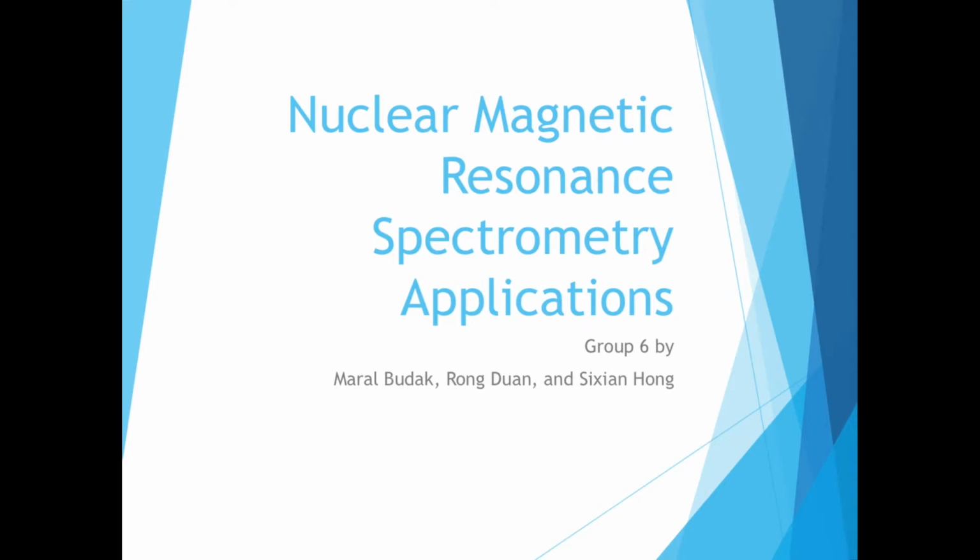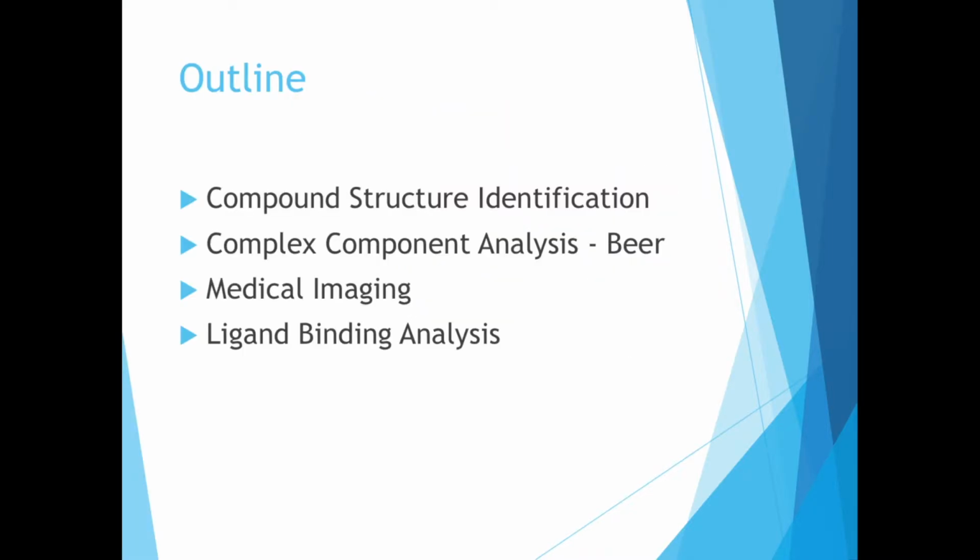This video will introduce several applications of nuclear magnetic resonance spectrometry, or so-called NMR. It will introduce fields that widely use NMR, like identifying compound structures, analyzing complex components, and medical imaging. We'll talk in detail about applying NMR to understand ligand binding, which is applied to drug discovery and its effectiveness testing.